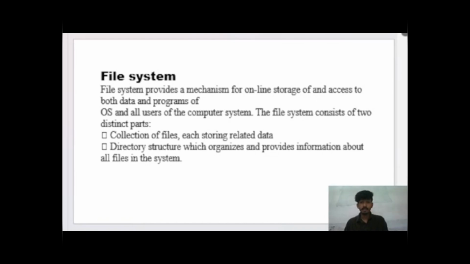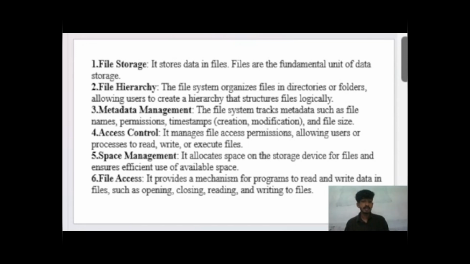Next is the file system. The file system provides a mechanism for online storage and access to both the data and programs of the OS and all users of the computer system. The file system consists of two distinct parts: a collection of files, each storing related data, and a directory structure, which organizes and provides information about all files in the system. The file system has six parts: file storage, file hierarchy, metadata management, access control, space management, and file access. First, let's see what file storage is.